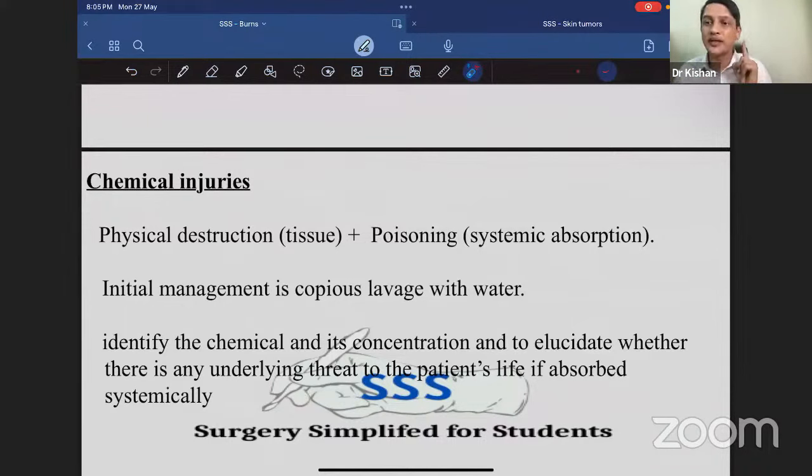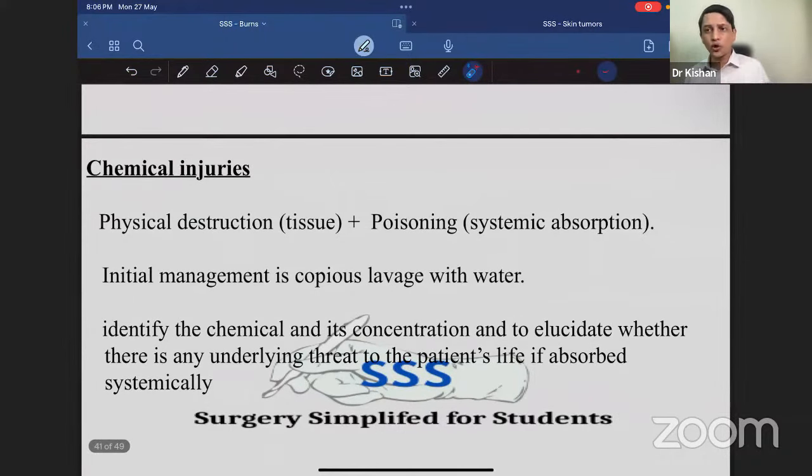That's why if an examiner asks you a question on chemical injury, he's expecting these 2 points. Not only the physical injury, but also toxicity. If it gets systemically absorbed, it can result in poisoning. The only treatment for this is copious lavage with water. No use of neutralizing agents or antidotes. So first thing is thorough lavage. Second thing is to identify the chemical. Then you can treat accordingly.